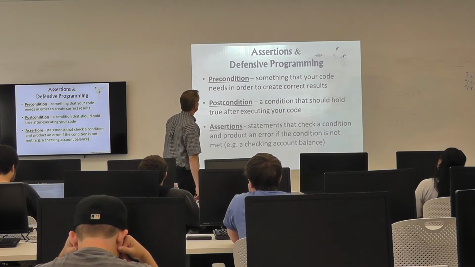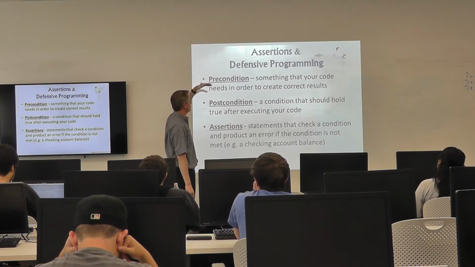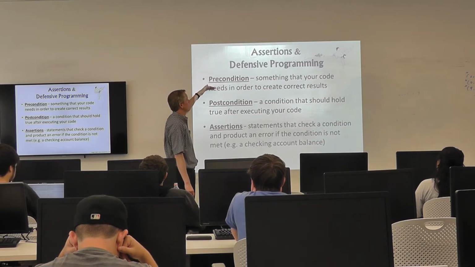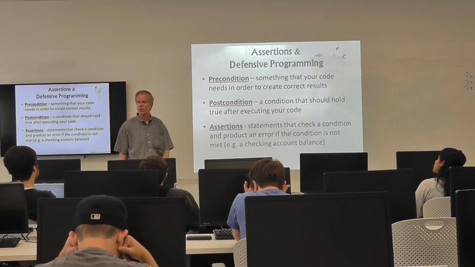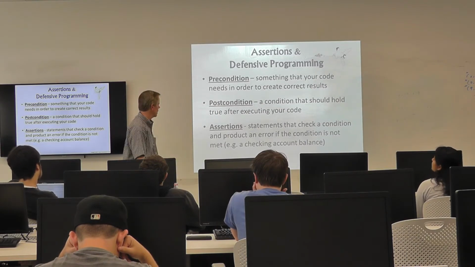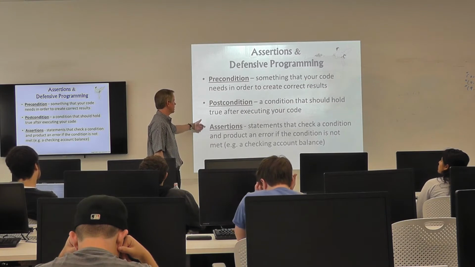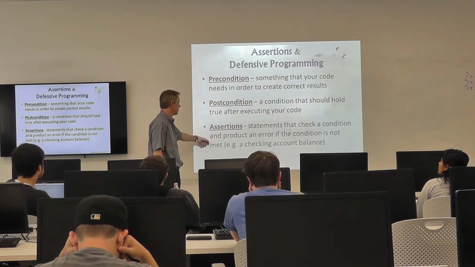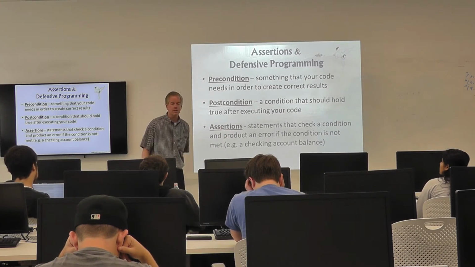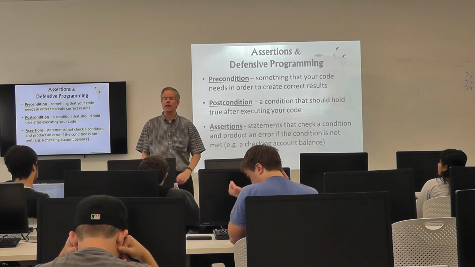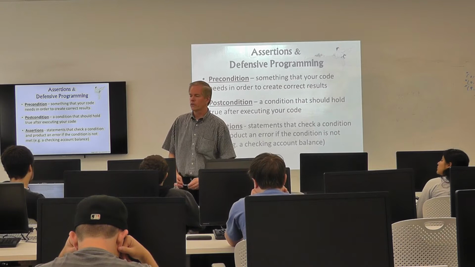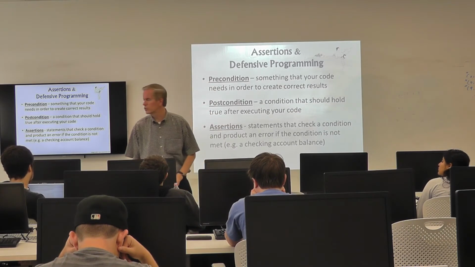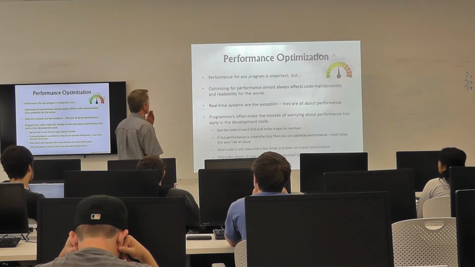Assertions and defensive programming. There's things called preconditions, something that your code needs in order to create correct results, good data. Post conditions, which says, hey, what should be the state of the world after your code runs? And then there's assertions, statements that check a condition and produce an error if the condition is not met. An example here is, listen, I'd like to withdraw some money out of my checking account. Fantastic. Let's take a look to see how much money is in your checking account. You've got nothing. Okay, great. You do not get to withdraw any money.